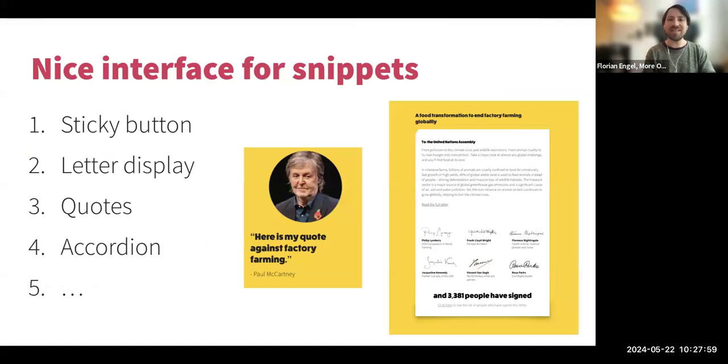We have really nice interfaces for adding snippets. What's now called snippets in Impact Stack are these little pieces of HTML code that you can drop into the page that allow you to do all sorts of things, like place a sticky button on your pages, do letter displays with people's names on it, quotes and accordions and all sorts of things. But with the next generation of Impact Stack, you will be able to add all of those things via the interface really easily.